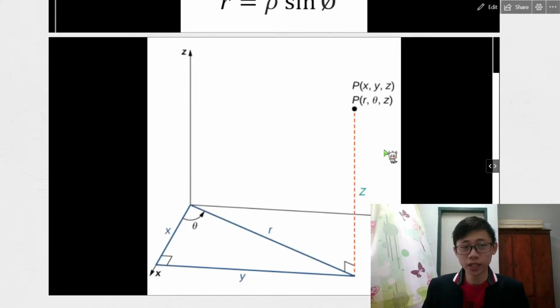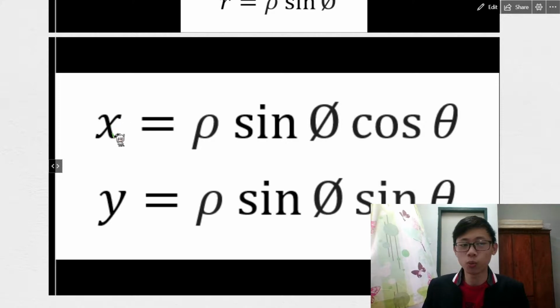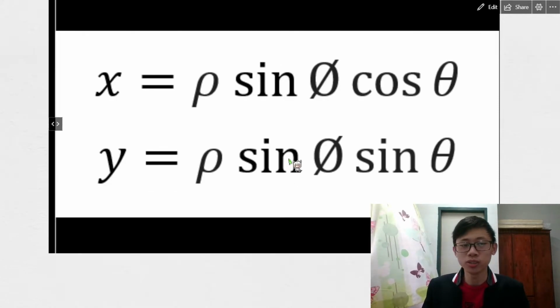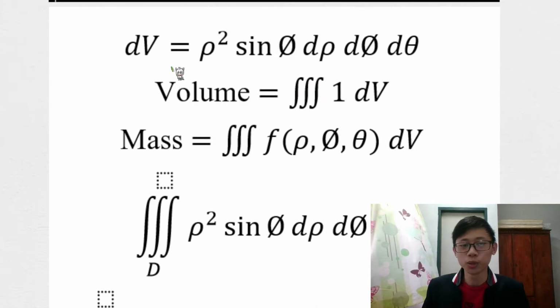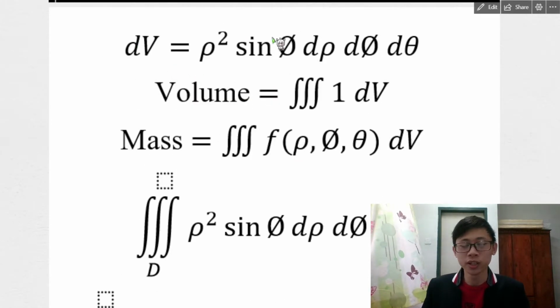So we do that again on the xy plane using Pythagoras theorem and we are able to see that x and y equal rho sine phi cos theta, and rho sine phi sine theta. So now we have all x, y and z. We are able to solve problems using the integrals. dV would be equal to rho squared sine phi d rho d phi d theta. So these are the differentials.